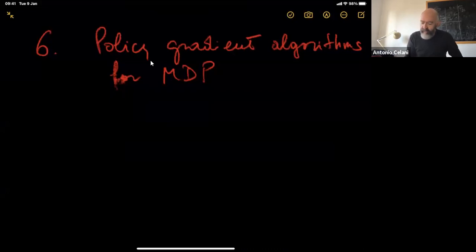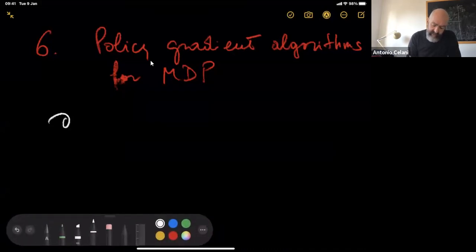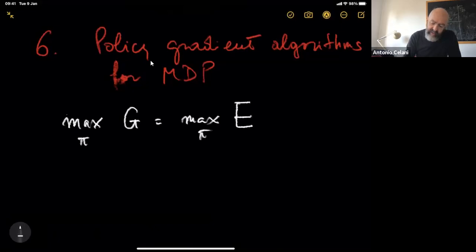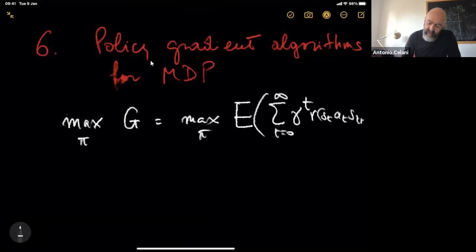So summarizing our results so far, we have been somewhat painfully, but successfully been able to derive the following expression. So remember, just recall that our goal, as always, is to find the policy which maximizes our total gain, which is more explicitly find the policy which maximizes the expected value of the sum of discounted rewards along a trajectory generated by our Markov decision process.